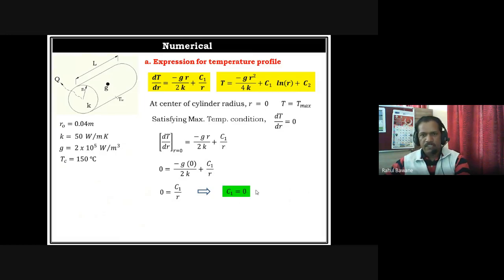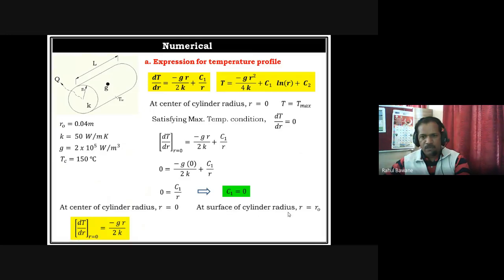Now if C1 is 0, put this back in our dT/dr form. So our dT/dr at r equals 0 is minus g r upon 2k. This is that center condition. Now imagine if I put r equals r0, that is the outer surface radius. So dT/dr at r equals r0 is equal to minus g, r is replaced by r0, upon 2k, and as C1 is 0, the remaining terms are 0.